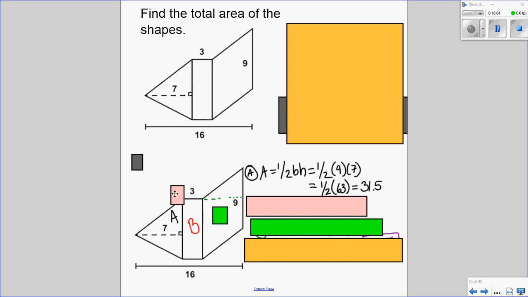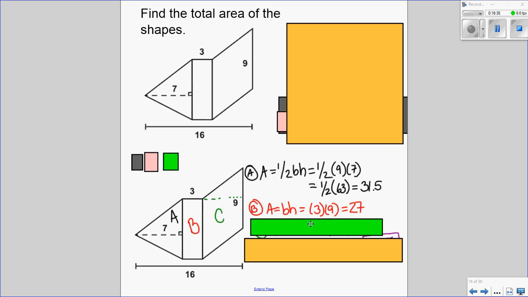Now I labeled the rectangle B in orange. I'm using the pink. So I found the area for the rectangle, which is base times height. Like I said, I knew that this is 9, so the top part of the parallelogram is also 9, which means this is 9, 9. And then I know the height, which is 3. Multiplied it, got 27.